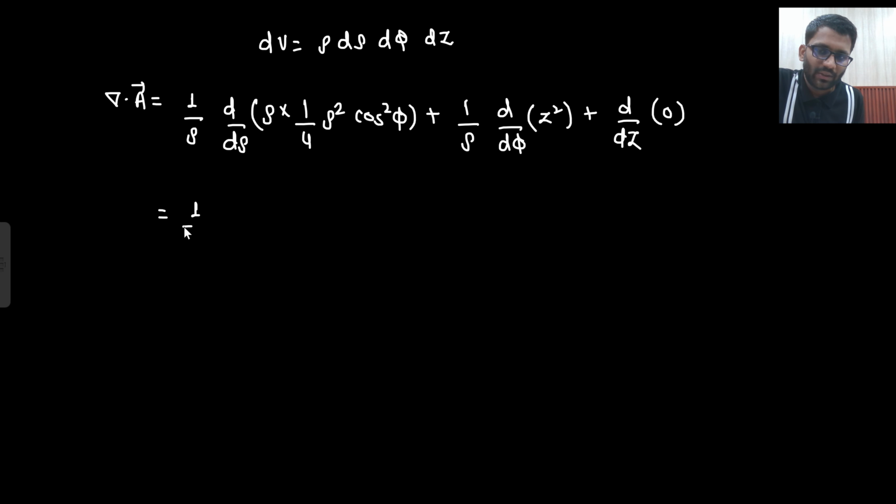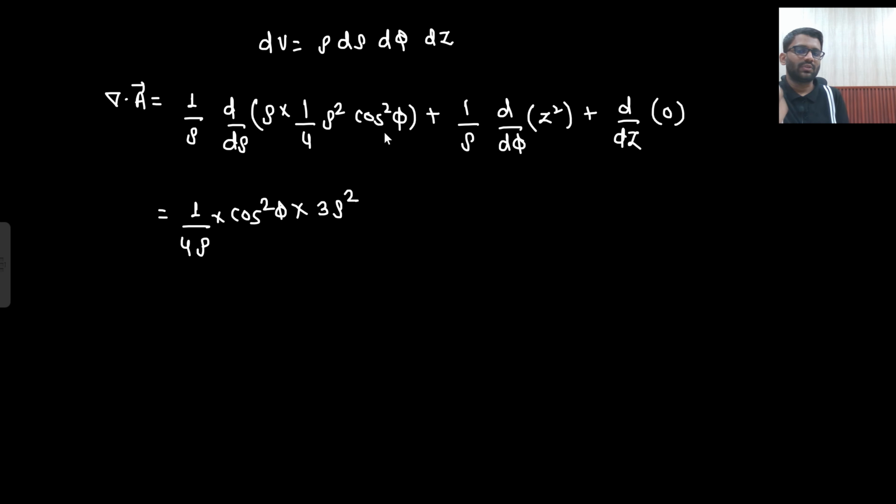From there as well, I know that 1 by 4 will come out. 1 by 4 rho, cos square phi will also come out, into 3 rho square. This is rho cube, so 3 rho square. 1 by 4 cos square phi is coming out. So what am I getting?